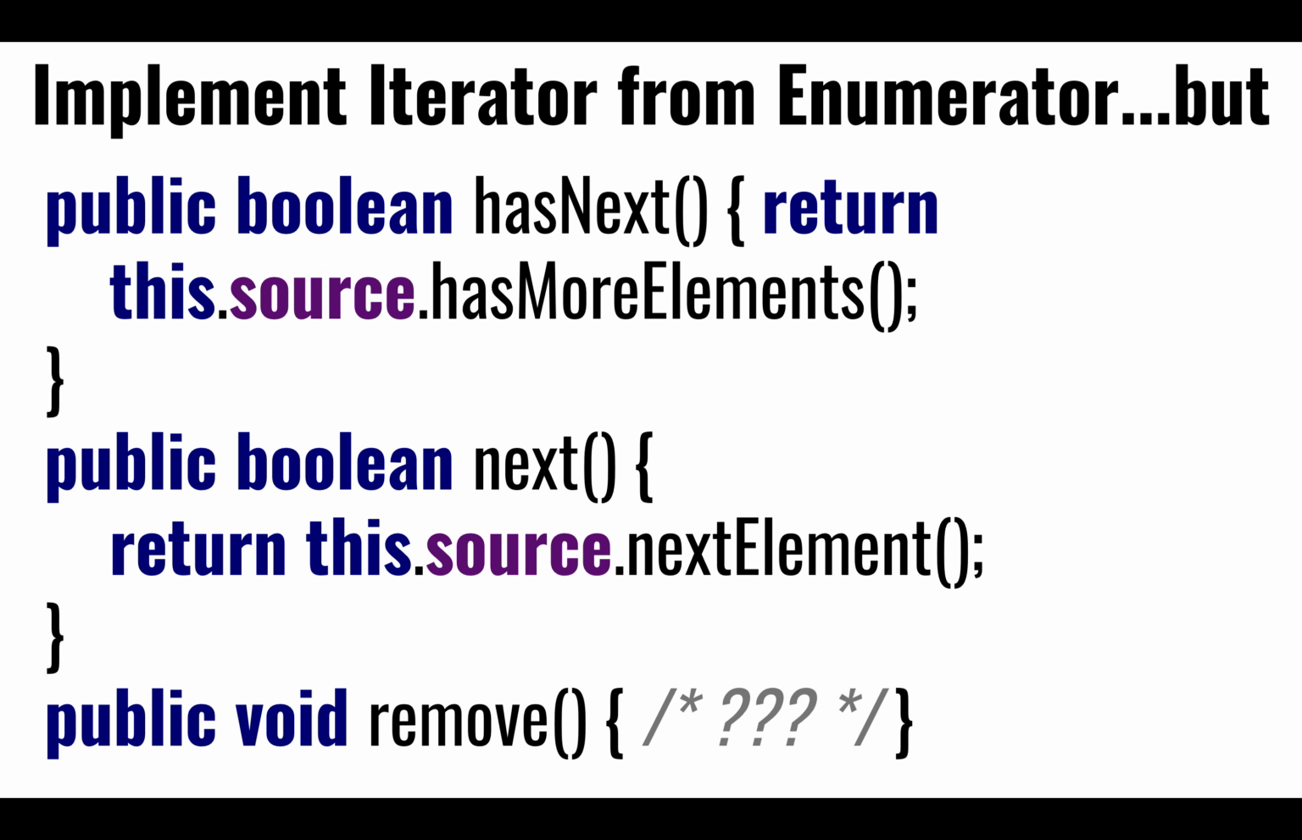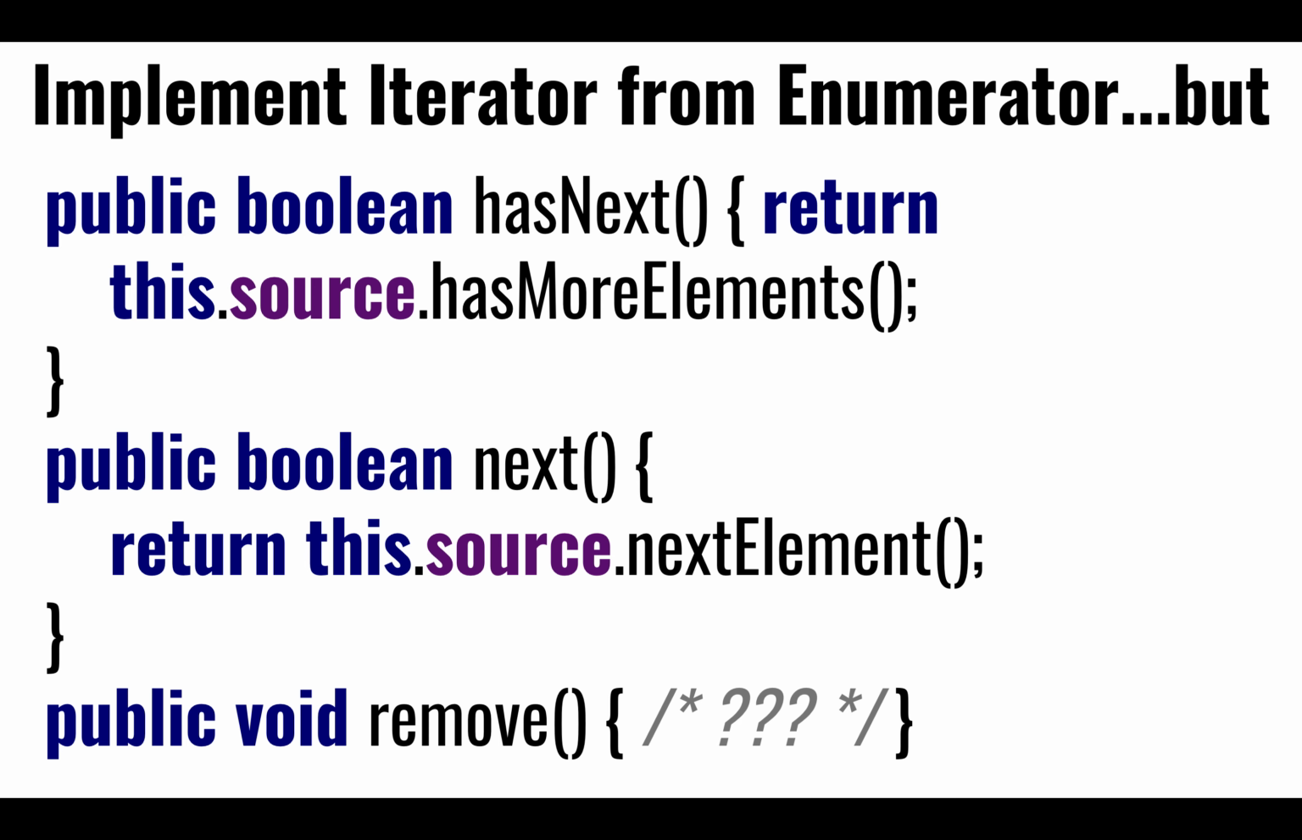I start implementing. Okay, well, the iterator has 3 methods. I know it has hasNext, I know it has next, and I know I can write those pretty easily in terms of the enumerator. The hasNext I'm just going to forward to hasMoreElements, and the next I'm just going to forward to nextElement. Up until I get to remove, and I realize that the enumerator has no equivalent of a remove.